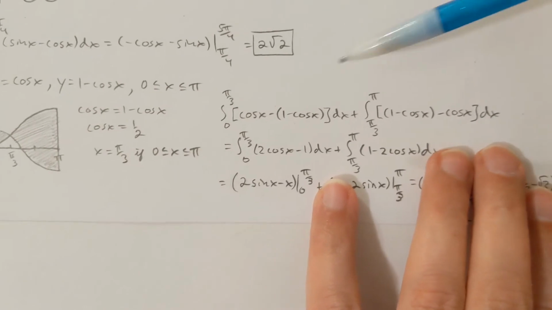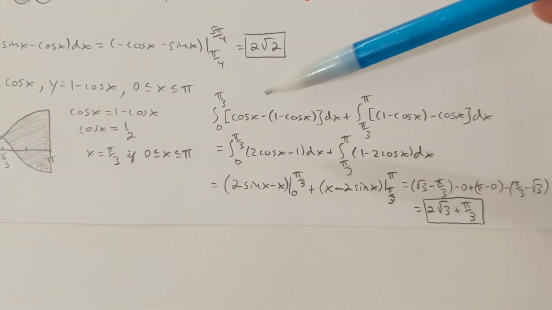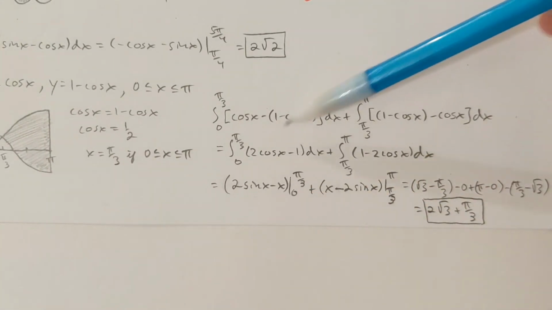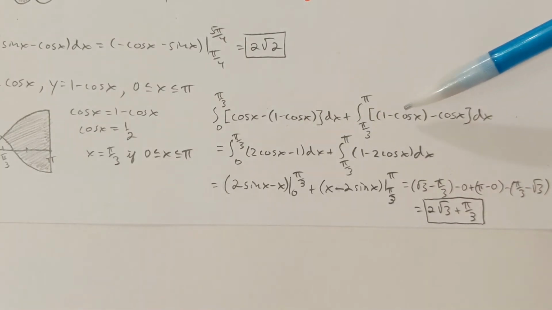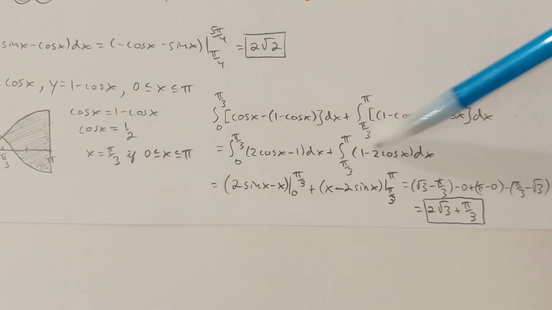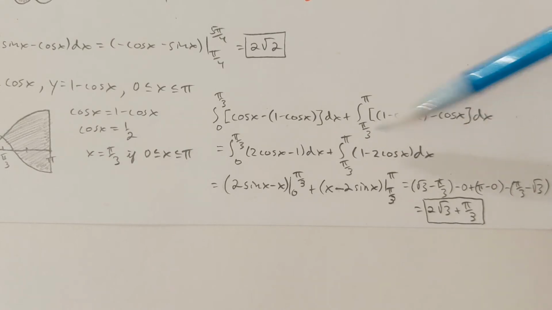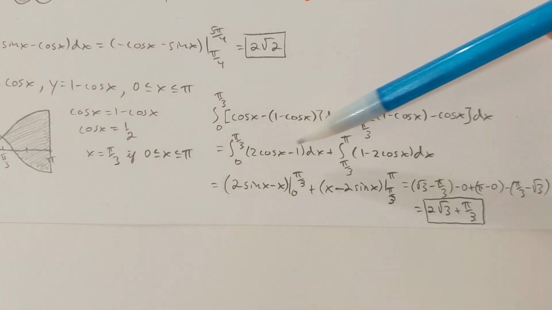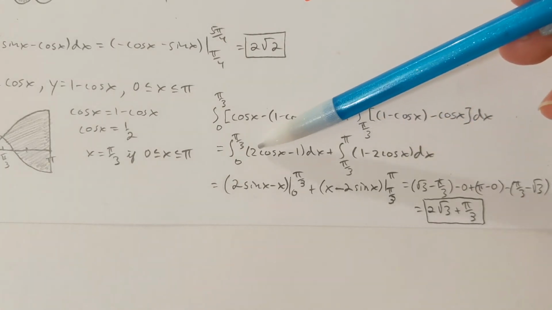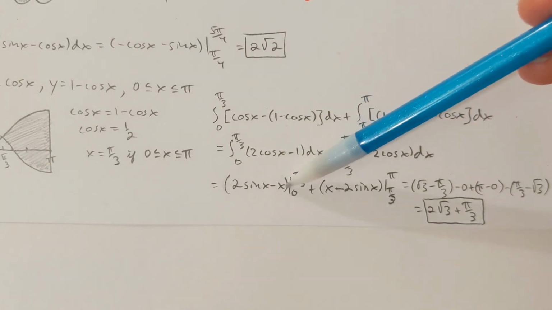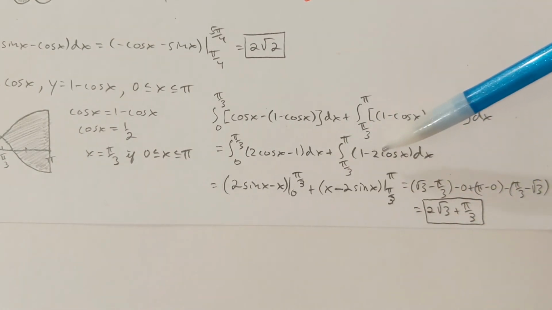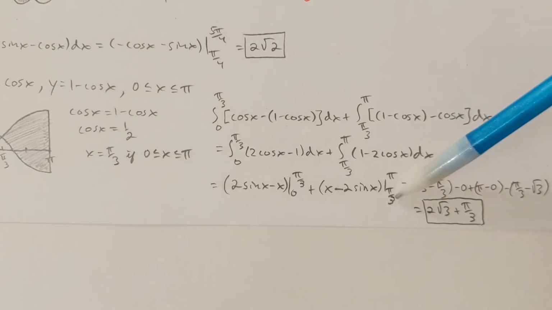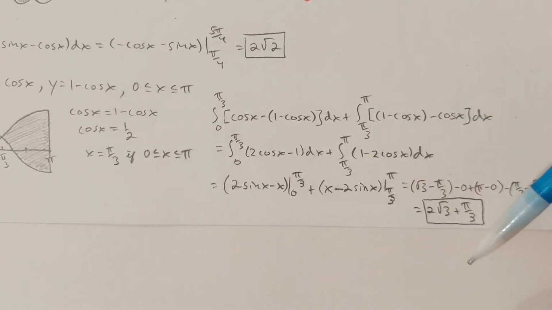If we simplify then, cosine x plus cosine x is 2 cosine x, and I got a minus 1 there. Here's 1 and then minus 2 cosine x. And get the antiderivatives now. You're going to have 2 sine x minus x, evaluating that from 0 to pi over 3. And then x minus 2 sine x is being evaluated from pi over 3 to pi.